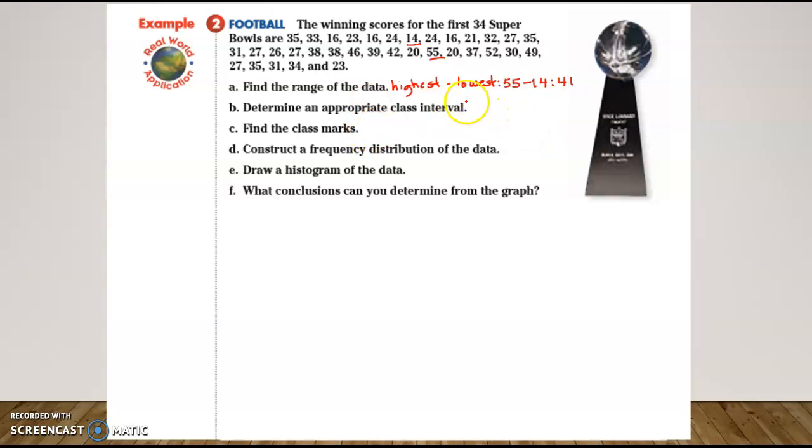Determine an appropriate class interval. So let's see. 41 divided by 5 is roughly 8.2.